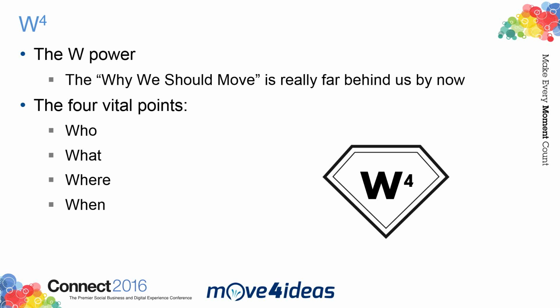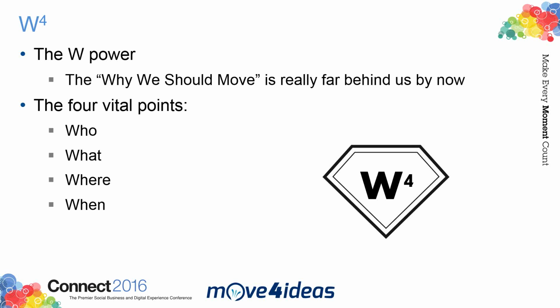So what about the W power 4? It's just because, according to what we saw, there are 4 vital points. The first one we get rid of is why we should move, because normally if you want to go to Verse, you do know why you're leaving Domino for Verse. So we keep on focusing on the 4 vital points. The 4 vital points are the following.